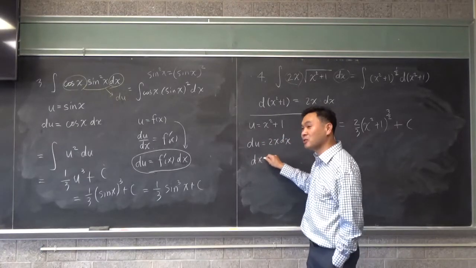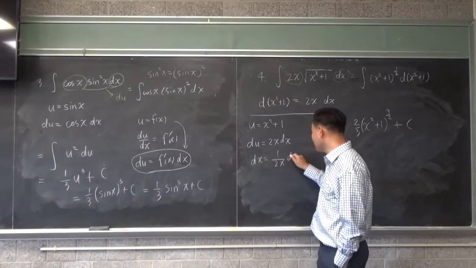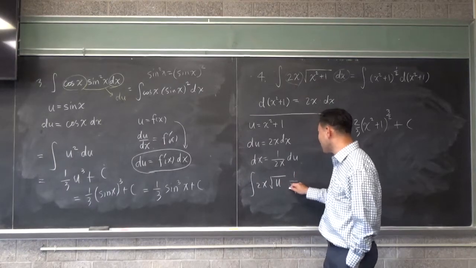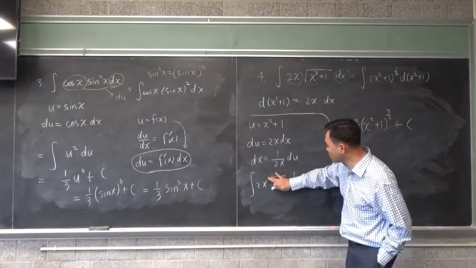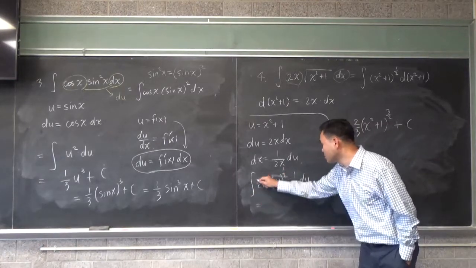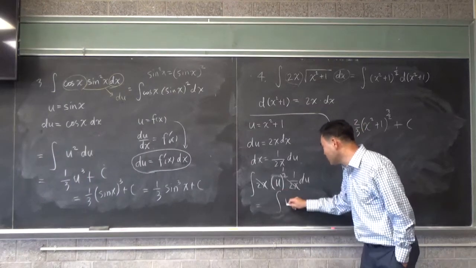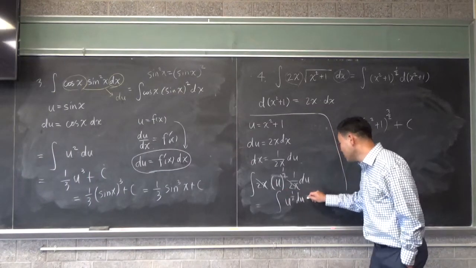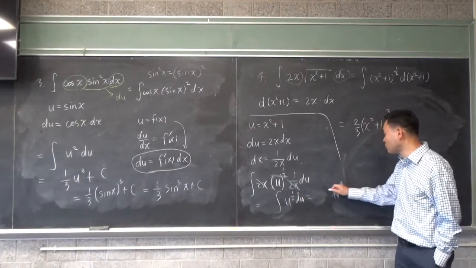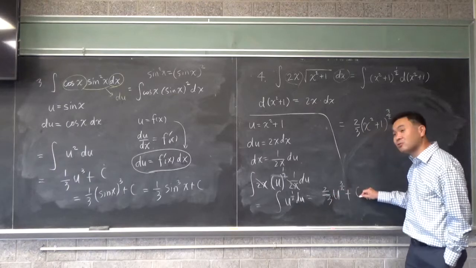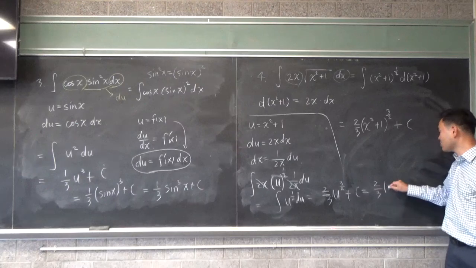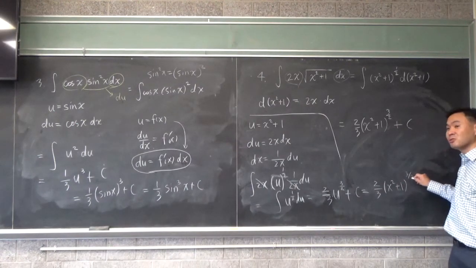And then dx would be 1 over 2x du. And the integral would be 2x times square root of u, 1 over 2x du. Let's rewrite the square root as 1/2 power. Then, since these two x's cancel, you end up with u to the 1/2 power du. And it's the same calculation. You add 1 to the exponent, which is 3 over 2, put the reciprocal, plus c. And u is x squared plus 1, so it's 2/3 times x squared plus 1 to the 3 over 2.